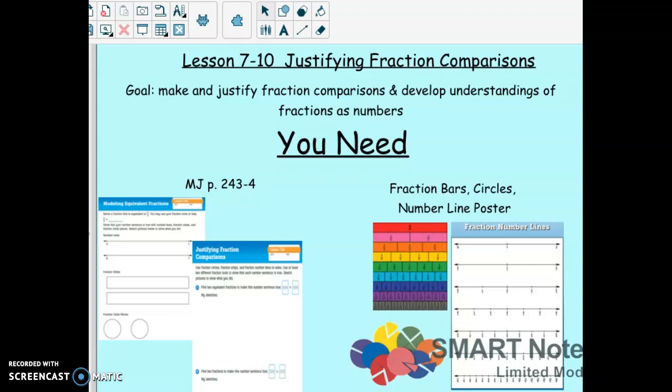Hello, and welcome to Lesson 7-10, Justifying Fraction Comparisons. Our goal today is to be able to make and justify fraction comparisons and develop understanding of fractions as numbers.